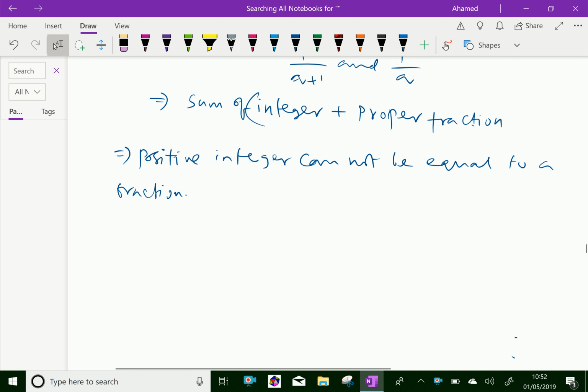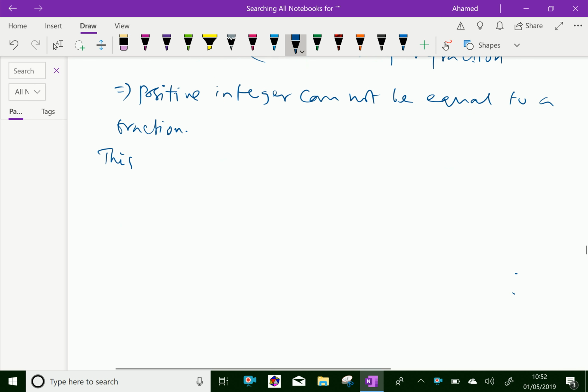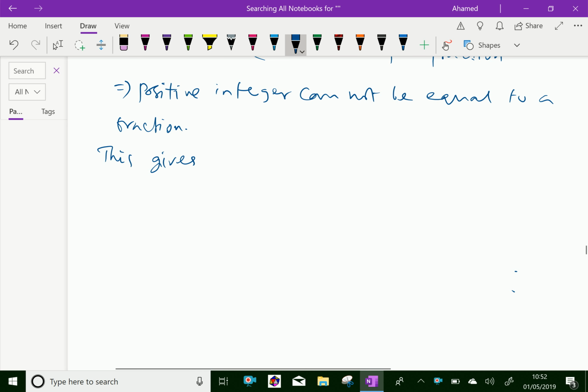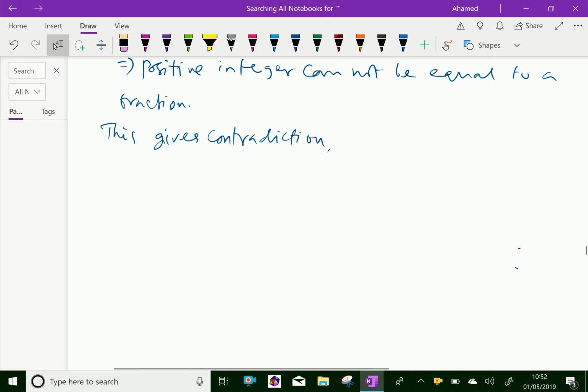This gives a contradiction. Therefore our supposition is wrong. Therefore we can conclude that e is an irrational number.